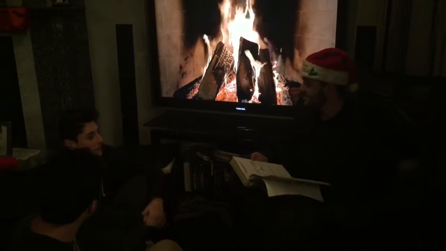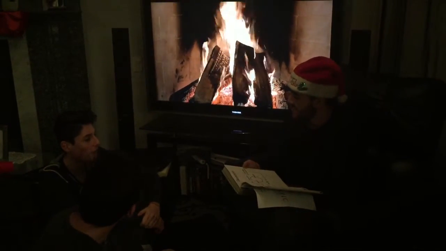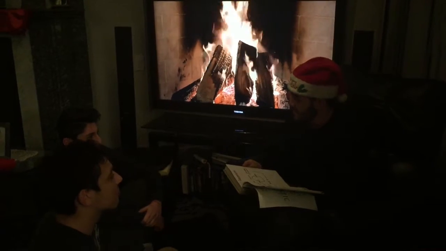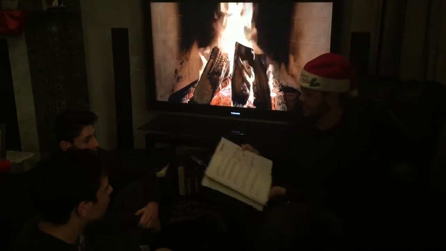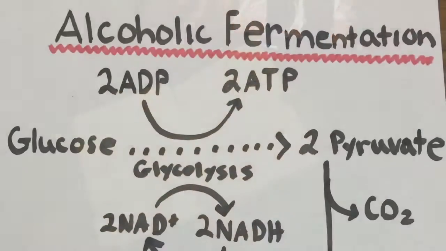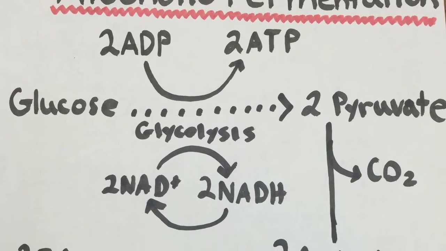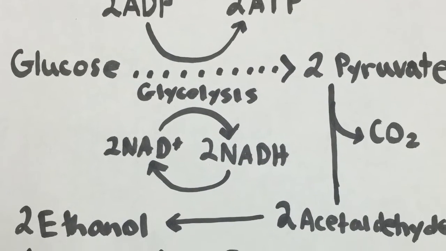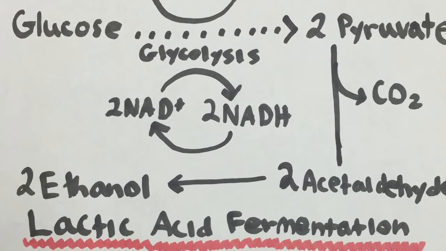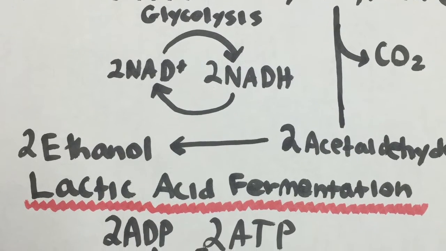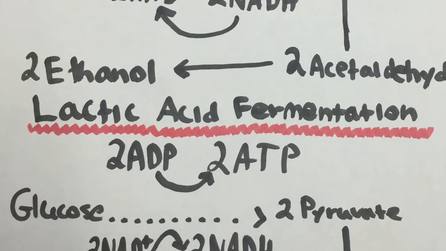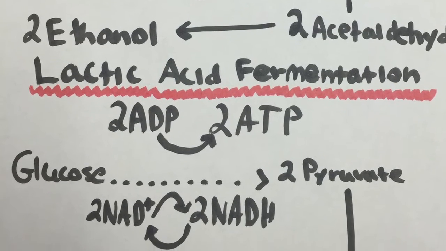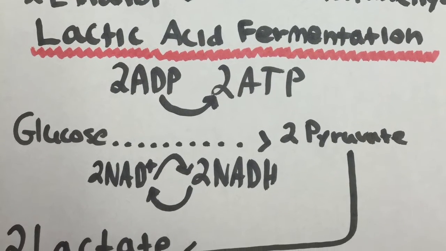Oh, Luca, you have a question? Yeah. So Joe, what happens after glycolysis if there's no oxygen present? Well, if there's no oxygen present, then the 2 pyruvates will undergo a process known as fermentation. In ethanol fermentation, NADH transfers its hydrogen atom to acetaldehyde, which leads to the formation of ethanol. Lactic acid fermentation occurs in muscle cells when not enough oxygen is available to power the aerobic portion of the cellular respiration pathway.